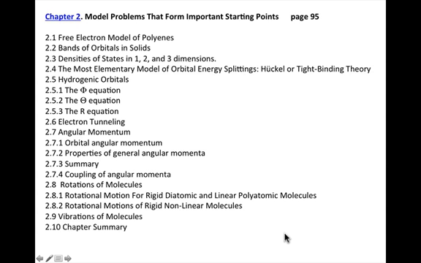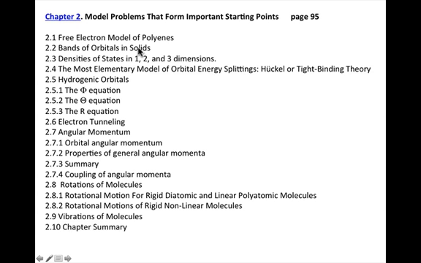So Chapter 2 deals with what I call a lot of model problems, which are more or less the first applications of quantum mechanics that you're going to learn in this book. The first model problem is free electron motion in polyenes. This is basically a one-electron particle-in-a-box model in one dimension, where electrons move along the conjugated pi orbitals of polyenes. It's particle-in-a-box applied to a polyene molecule, but it is one of the most important models that most practicing theoretical chemists think of when they think about electrons moving in conjugated systems.